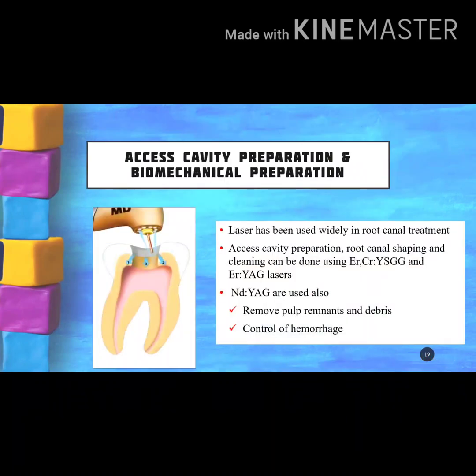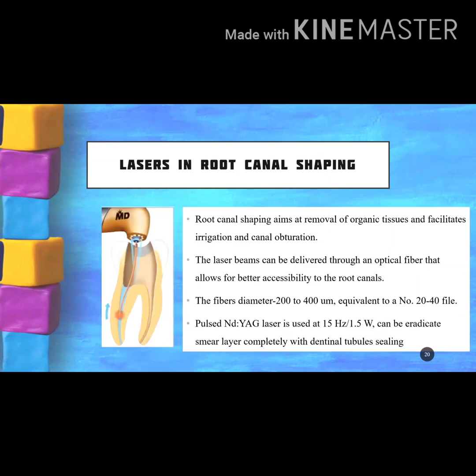Now, moving to the non-vital pulp therapy or root canal treatment. The first step is access cavity preparation, and the laser has been used in root canal treatment. Er,Cr:YSGG can be used for access cavity. Nd:YAG used for the removal of the pulp remnant and debris and control of hemorrhage.